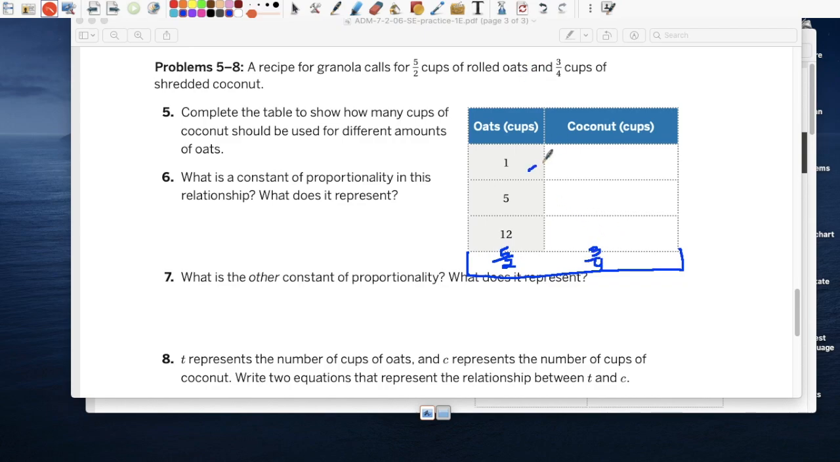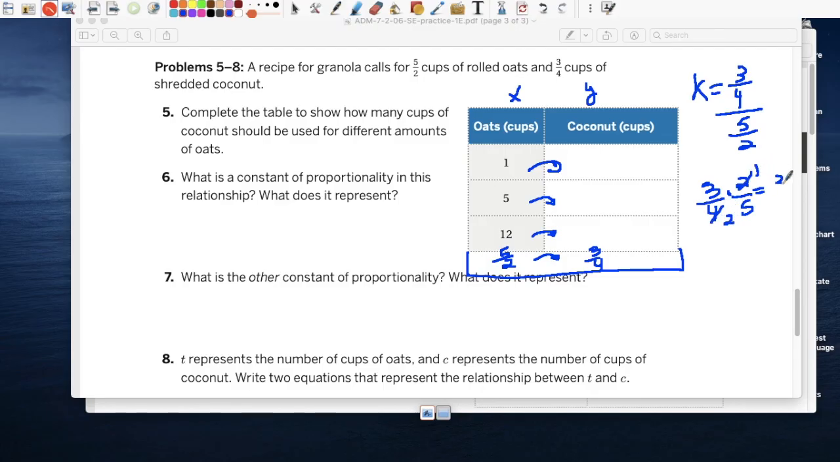Okay, so what is the constant of proportionality going this way? For every 1 cup, what is it that I need? So how do I find the constant of proportionality? Let's call this x and y. For every 1 cup, I'm going to have to divide 3/4 by 5/2. Now remember 6th grade, how you divided this? 3/4 times the reciprocal of 5/2, which is 2/5. I can simplify before I multiply, but I'll do this. The final answer is 3/10.